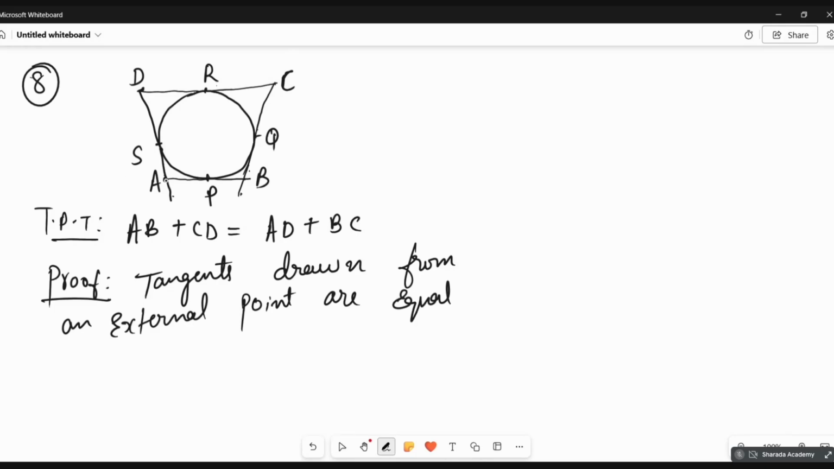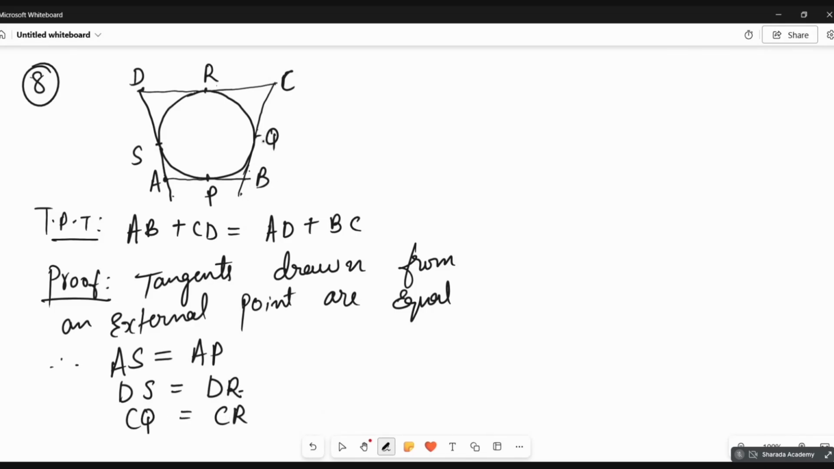Therefore, AS is equal to AP. Then DS is equal to DR. Then CR is equal to CQ. DR is this side, CR I'll write on the same side. CR is equal to CQ.